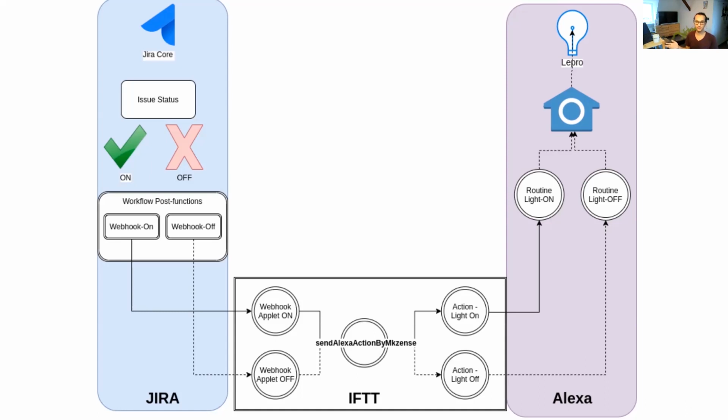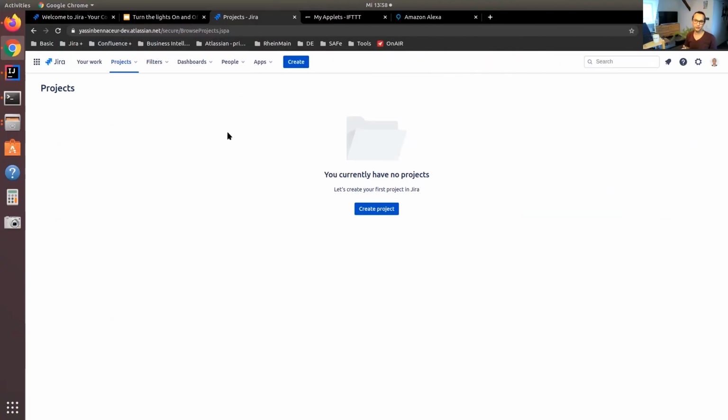All right, let's move to the implementation. First, we need to create a Jira project, and we need to configure workflows. It's a good demo as well of how you can create workflows and how you can configure them. And we need, in this case, a workflow with two statuses.